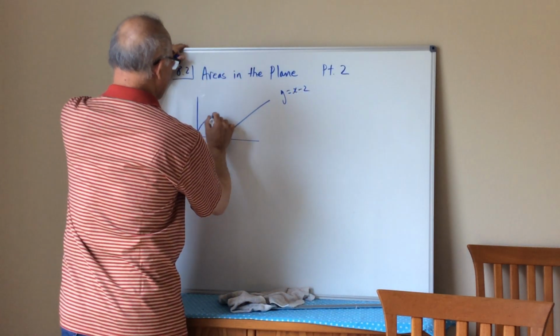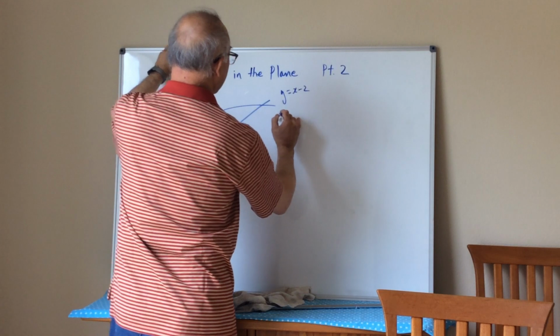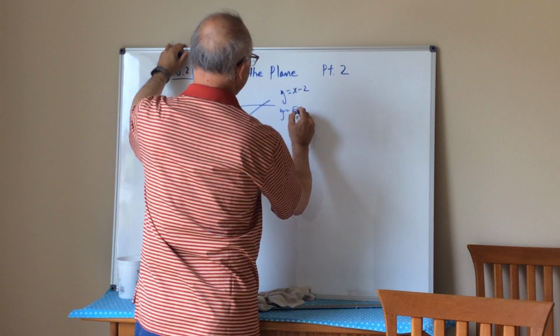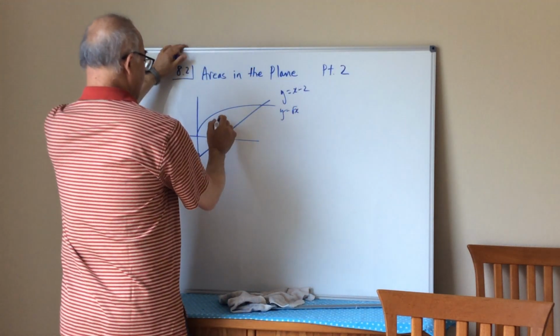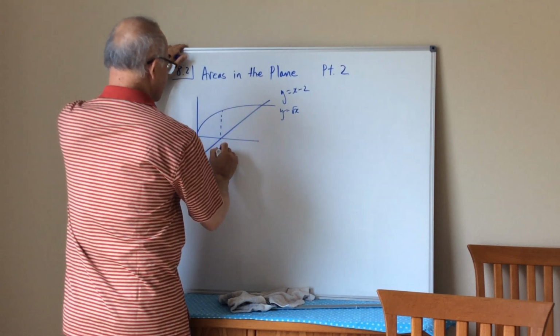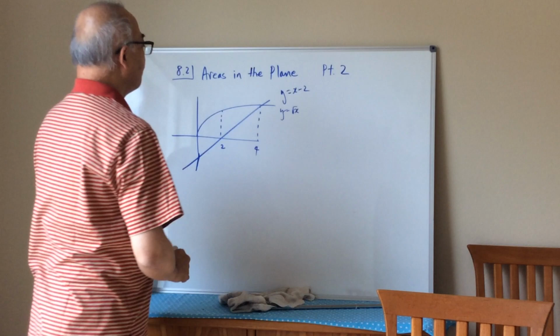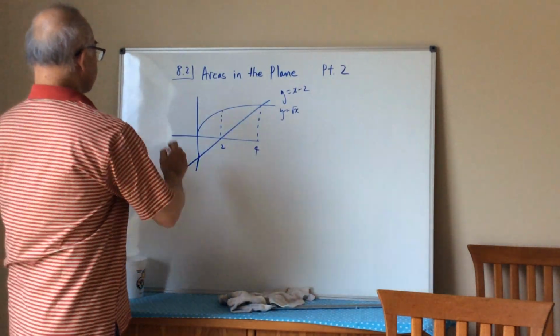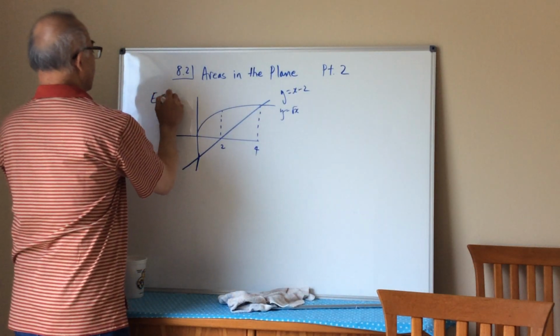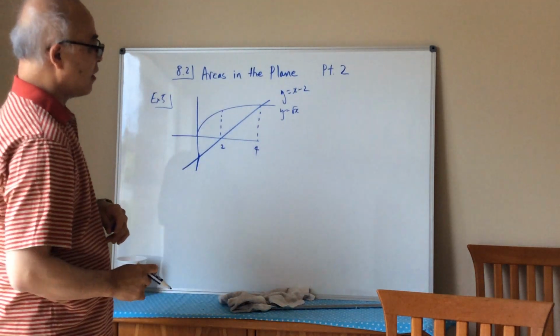Then we had y is equal to root x over here. And we found that this guy was 2, and this guy was 4. And so this is example number 5.